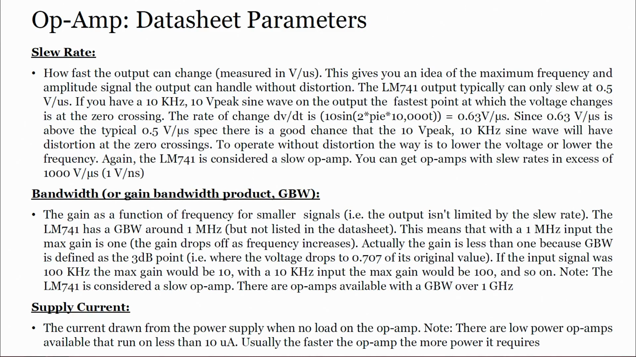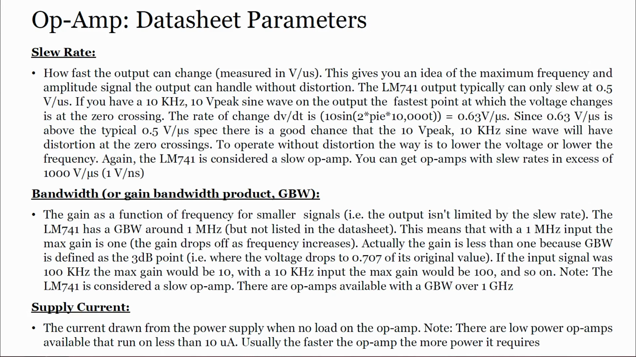What is slew rate? Slew rate is how fast the output can change. When you apply an input signal, how fast the output can change with respect to the input signal. This gives you an idea of the maximum frequency and amplitude of signal that the op amp can handle without any distortion. Then we took an example, and from the example what we found is that to operate without distortion, the way is to lower the voltage or lower the frequency. So, how does that work? Either we can lower the voltage or we can lower the frequency.